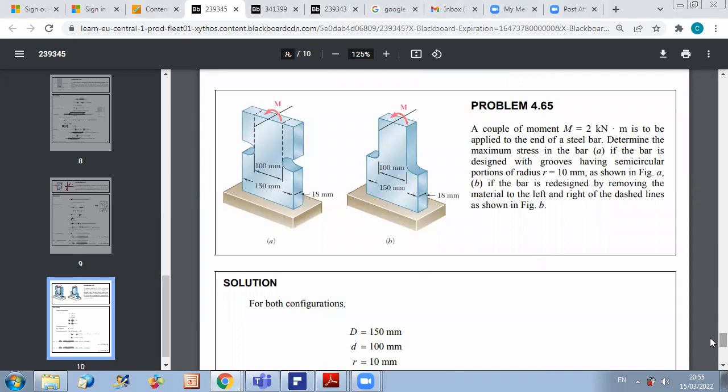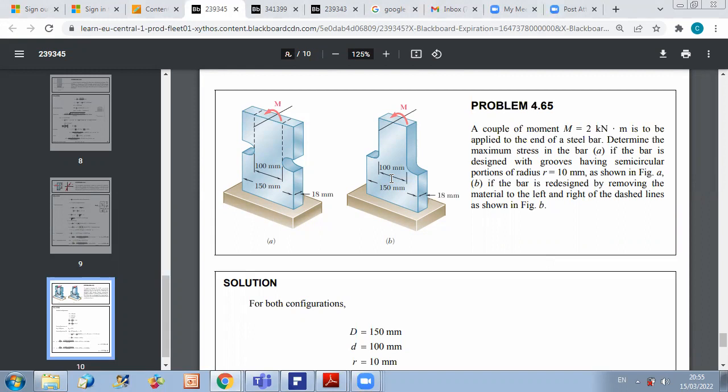Let us practice now on concentration of stress. So we have in this figure two different geometries of beams, and we want to see how the geometry will affect the maximum stress. Okay, so we have for both cases a couple of moment M, 2 kilonewton meter, to be applied to the end of a steel bar. Determine the maximum stress in the bar.